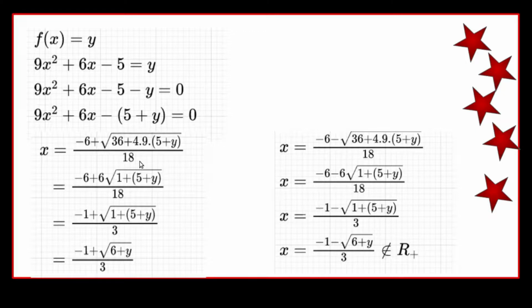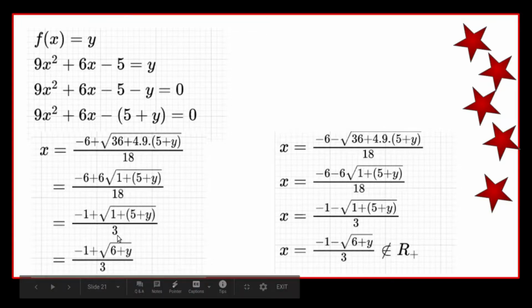divided by 18. Now here 4 into 9 is 36, so we can take 36 as common. Root of 36 is 6. Now divide all terms by 6. We get minus 1 plus root of 1 plus 5 plus y by 3. 1 plus 5 is 6. So minus 1 plus root of y plus 6 by 3.